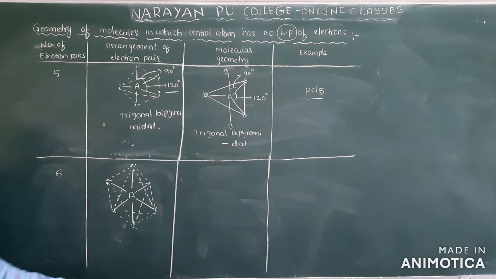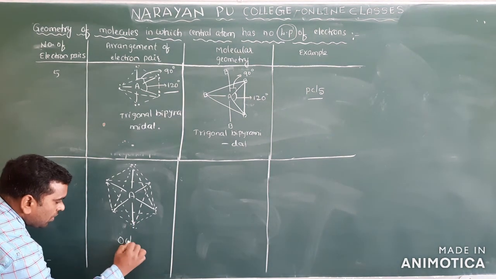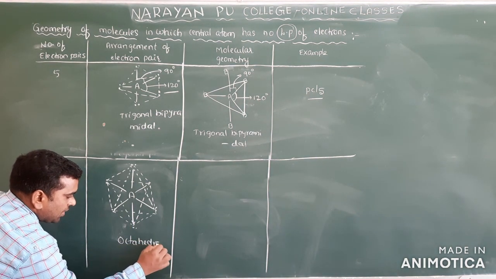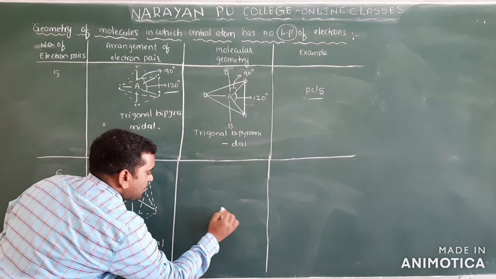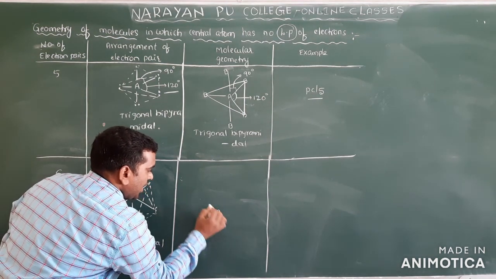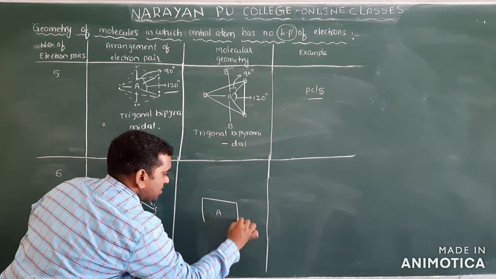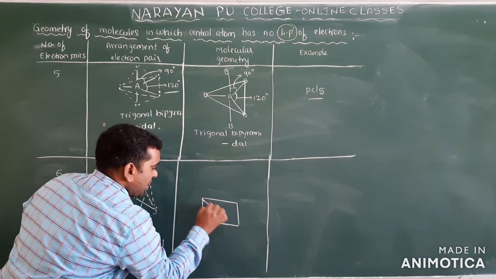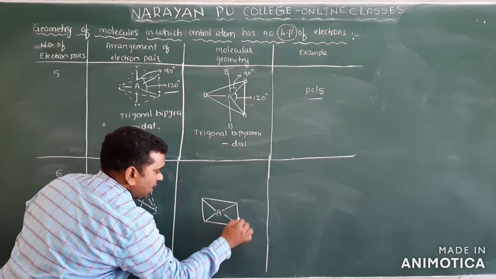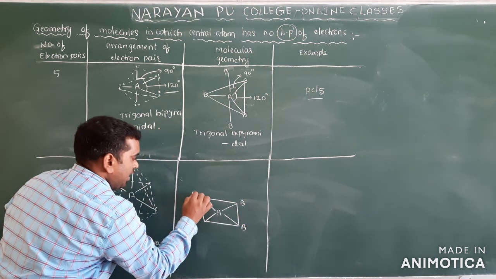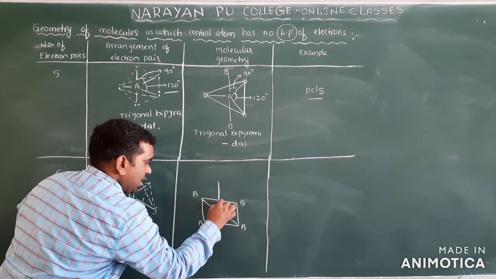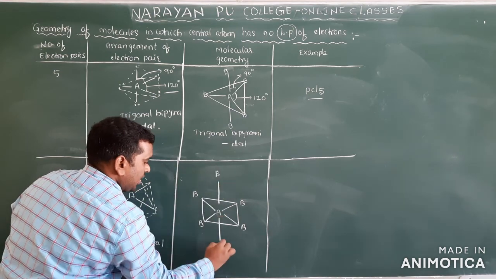Clear what it is here? Octahedral. Octahedral structure. Clear? If I write here, simply I will write this, A, and here this is like a switch. Clear? And here the atoms B and B, B and B, and this is. So here B and B.